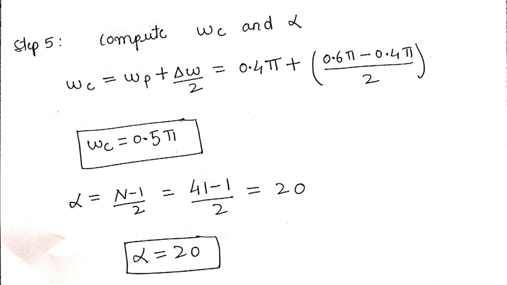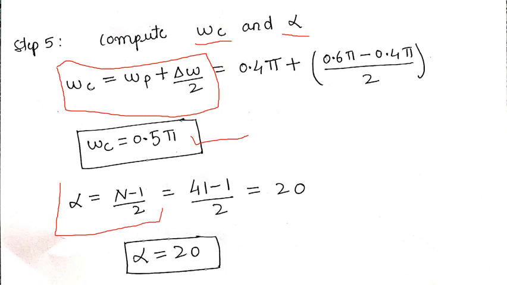Step 5. Now we need to compute value of cutoff frequency omega c and value of alpha. Value of cutoff frequency can be computed using the formula displayed on the screen. After substituting the values of omega p and delta omega, we get cutoff frequency as 0.5 pi, and value of alpha can be computed using this formula. Alpha equals (N minus 1) by 2, and we have computed N as 41. Therefore, we get alpha as 20.